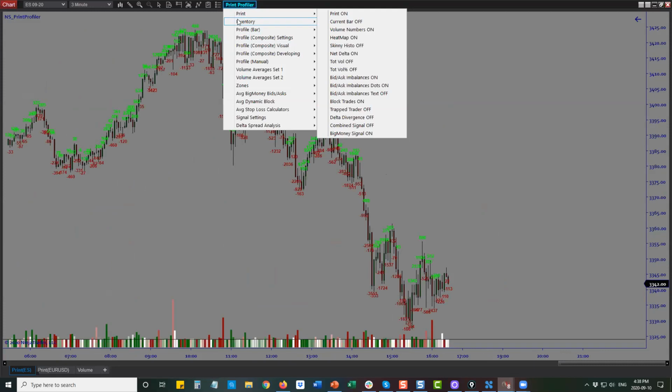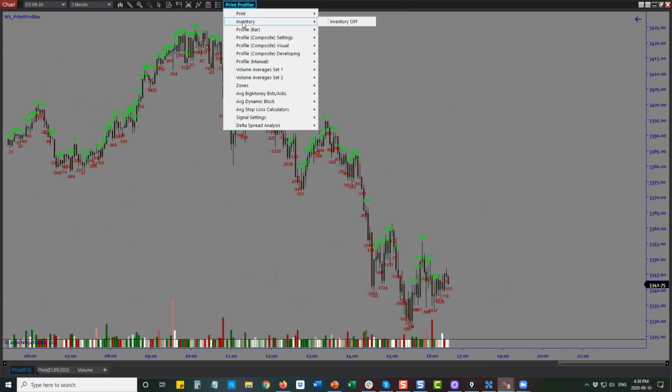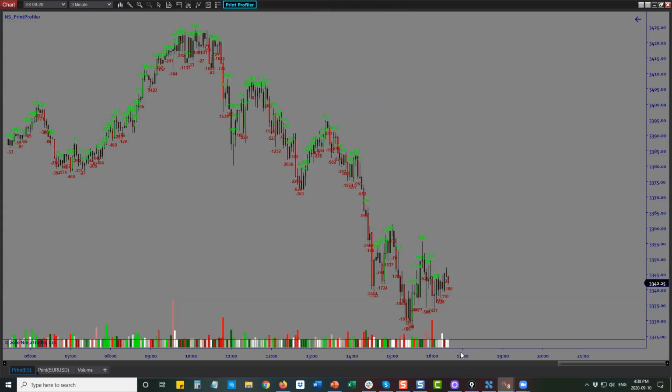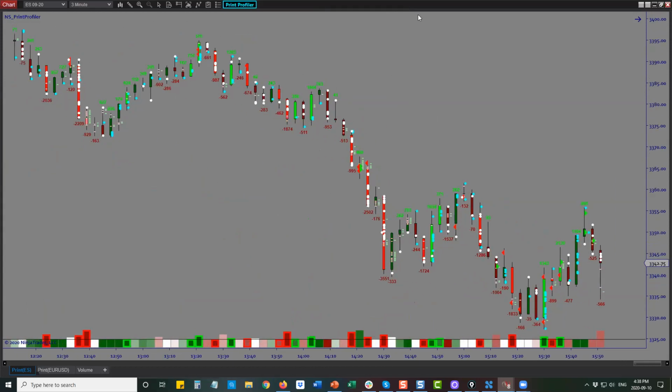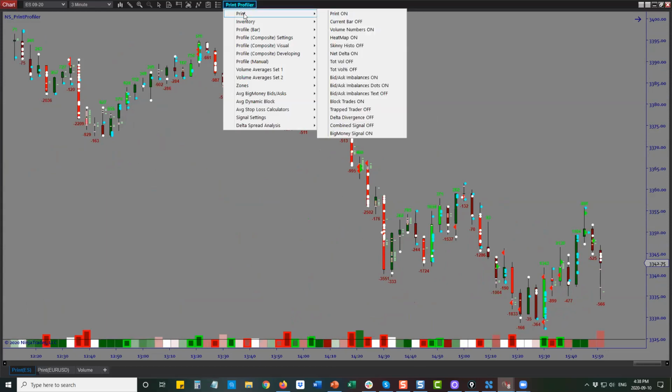Now, today we covered print, we covered inventory, we covered all of the block sizes and all of this stuff here. We can turn on the delta divergence signals here, or the delta print signals as well. It can look like a rainbow if you turned it all on. It's not necessary, but the concept here is we covered pretty much the most important stuff of the order flow components today.